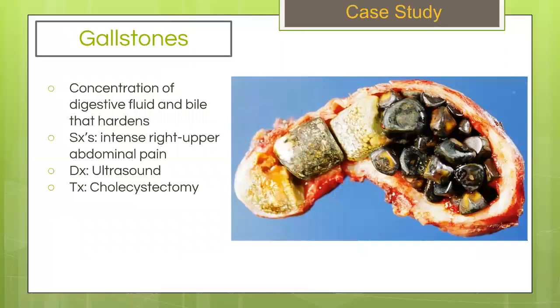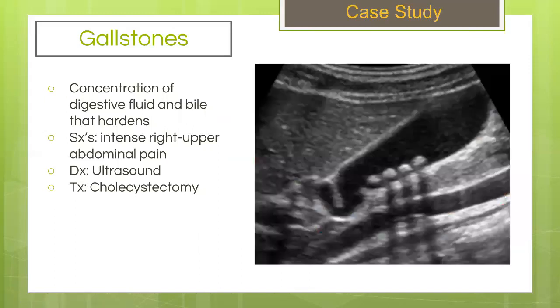We have a case study. We have a couple of these throughout the presentation. So gallstones are a concentration of digestive fluid and bile that hardens within the gallbladder. The symptoms you get when you have gallstones are really, really intense pain in your right upper quadrant of your abdomen. It can also create nausea and vomiting. You can get diagnosed with an ultrasound.